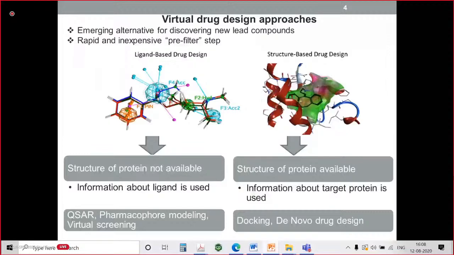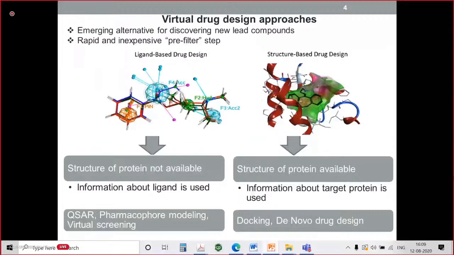It acts like a pre-filter for the drug design process, because we cannot replace the other processes like preclinical or clinical studies. But at the initial stages, where we used to do high throughput screening with the help of pharmacological screening, there we can minimize the number of drug molecules using the pre-filtered molecules.